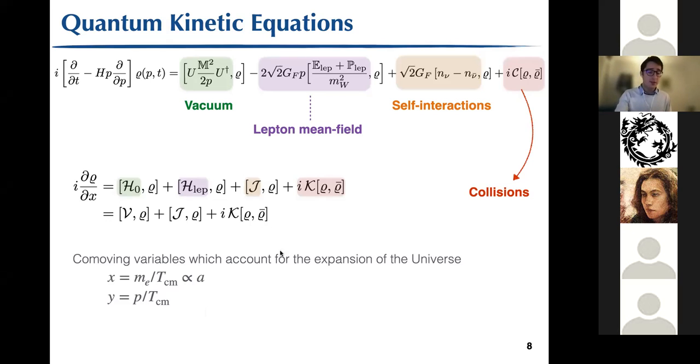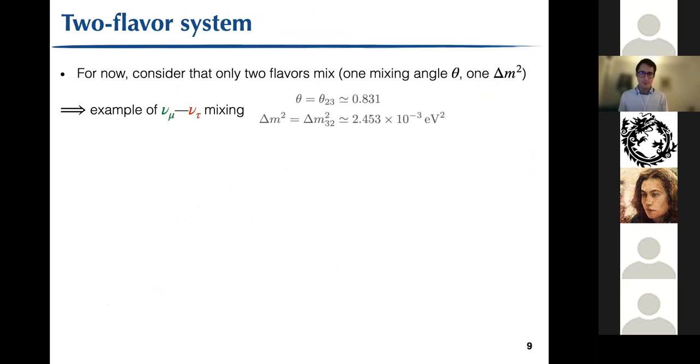So the quantum kinetic equation can be rewritten like that. You have the H0 contribution for the vacuum, H-lep for the lepton mean field, J will be the self-interaction mean field, and so on. So we'd like to solve this equation, but first let me go to a 2-flavor system to really show how we can try to understand more physically what is happening. So a 2-flavor system, and just to make things very clear, we'll take the example of the nu mu nu tau mixing with these mixing parameters.